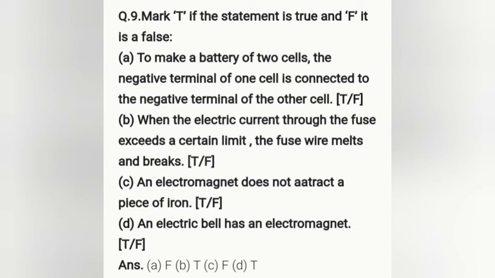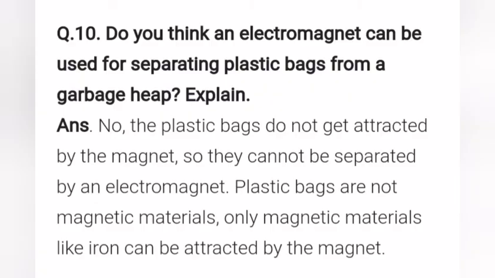Mark true or false. To make a battery of two or more cells, the negative terminal of one cell is connected to the negative terminal of the other cell. False. When the electric current through a fuse exceeds a certain limit, the fuse wire melts and breaks. True. An electromagnet does not attract a piece of iron. False. An electric bell has an electromagnet. True.